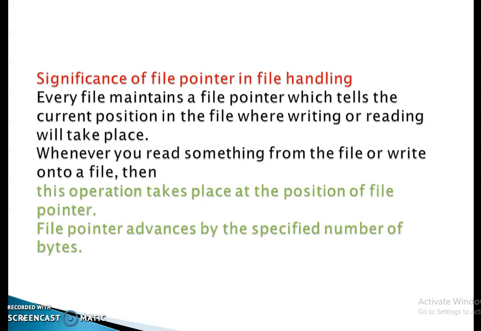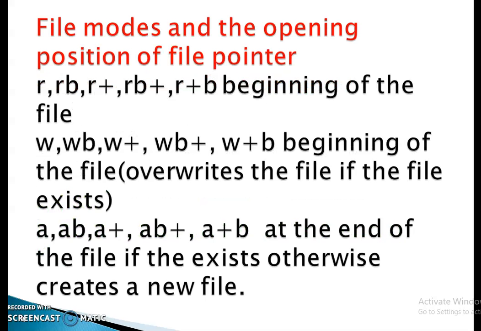Then when you read the first character by using the read function, it will read the first character and the file pointer will move to the next position. Then when you read the second character by using the read function, it will read the second character, then it will move to the next character, that is the third one. That is, the file pointer advances by the specified number of bytes.